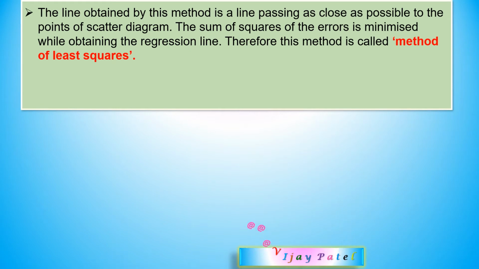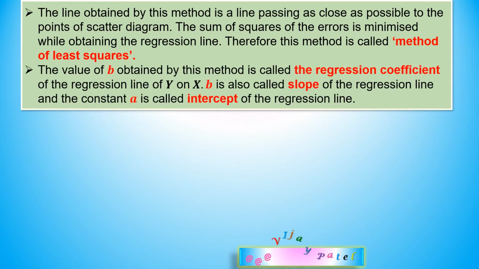The line obtained by this method is a line passing as close as possible to the points of scatter diagram. The sum of squares of the errors is minimized while obtaining the regression line. Therefore, this method is called method of least squares. The value of b obtained by this method is called the regression coefficient of the regression line of y on x. b is also called slope of the regression line, and the constant a is called intercept of the regression line.